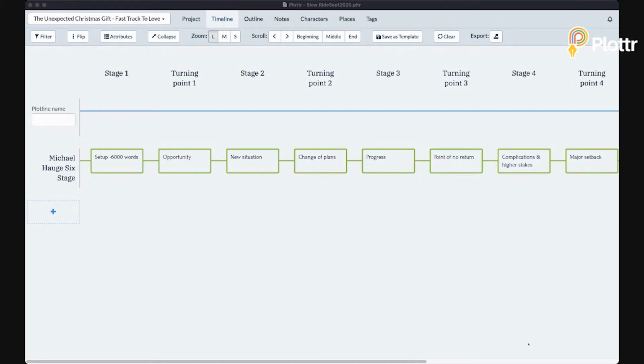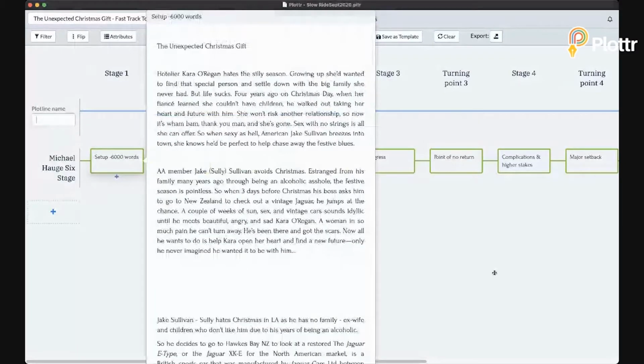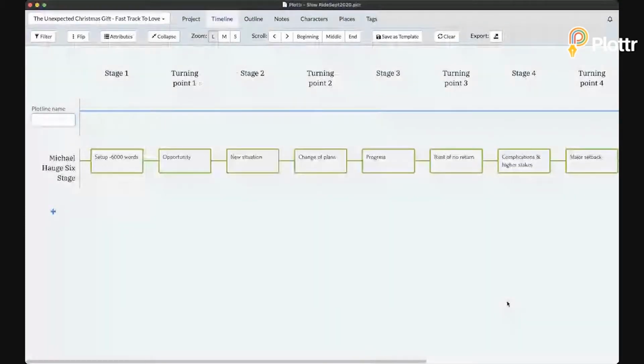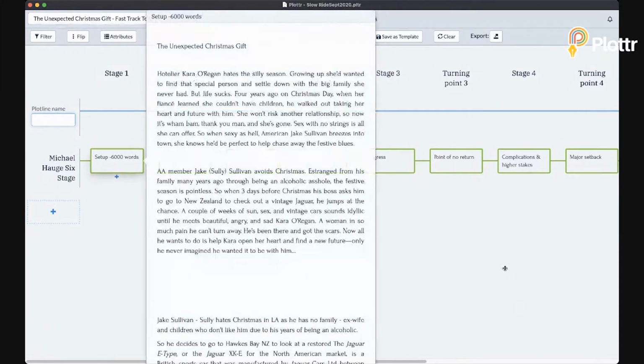So you'll see in setup, I think I've got 6,000 words there. That says to me this is a 60,000 word book, and the first 10%, because Michael Hauge goes by 10%. So I can say the setup, the first 10% of the book, has got to be around 6,000 words, and then I can write roughly what those 6,000 words are going to be, but I'll jump ahead. Basically I'll put into each of these stages, stage 1, stage 2, stage 3, how many words are in each of those stages.